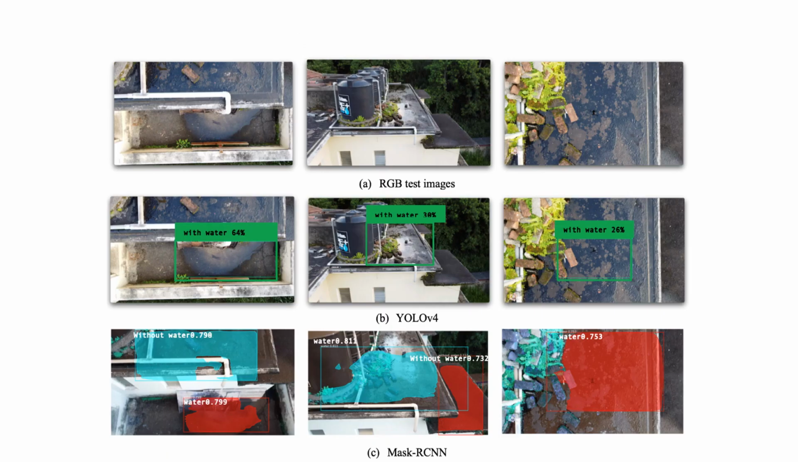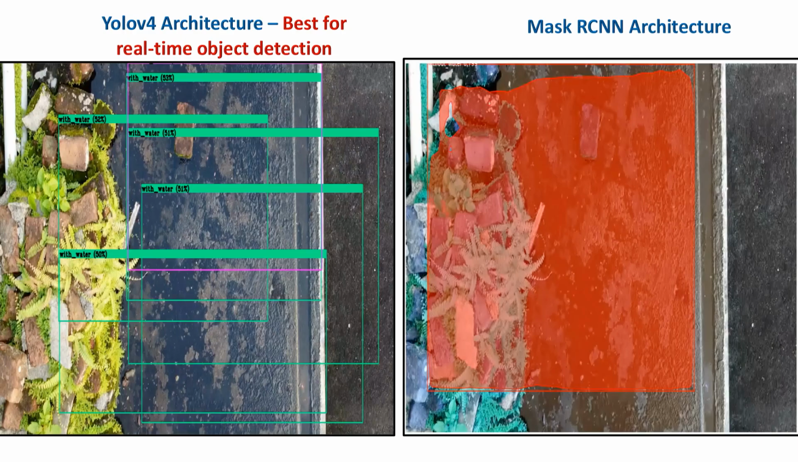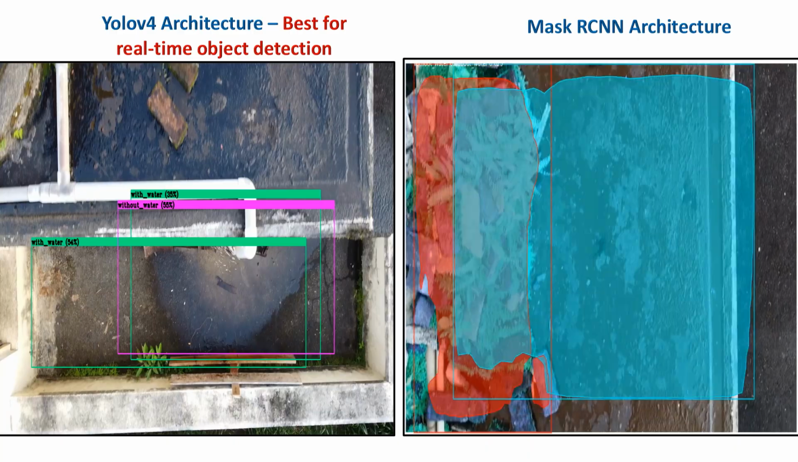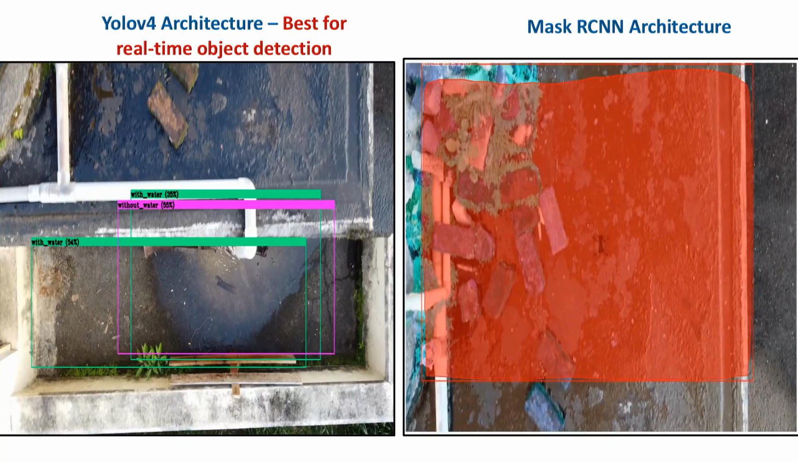This figure shows samples of RGB test images and detected outputs of the YOLOv4 and Mask-RCNN models respectively. A side-by-side comparison of the model performance of YOLOv4 and Mask-RCNN for detecting water regions in aerial videos is presented here.